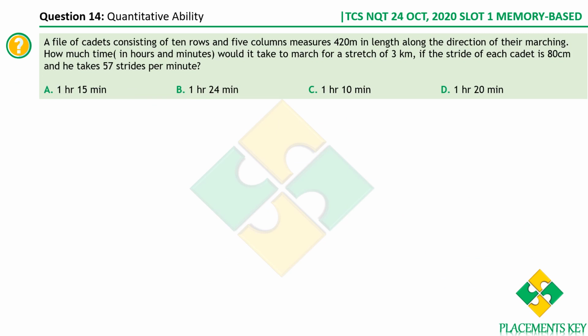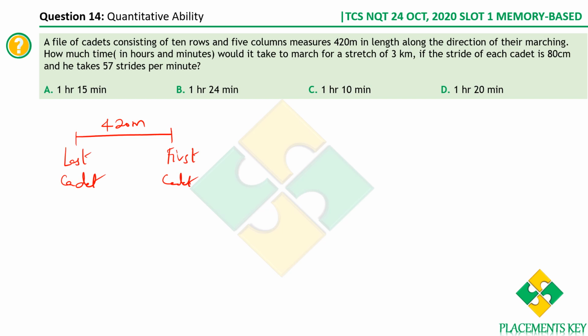Now, a file of cadets consisting of 10 rows and 5 columns measures 420 meters. You know, right? They'll be marching in a straight line. Yes, so they are saying that it is of length 420 meters. What does it mean? There are people like this, they've stood in a line. Here is the last cadet, the last guy, and this is the first guy. It's a straight line in which they're standing. The length is 420 meters.